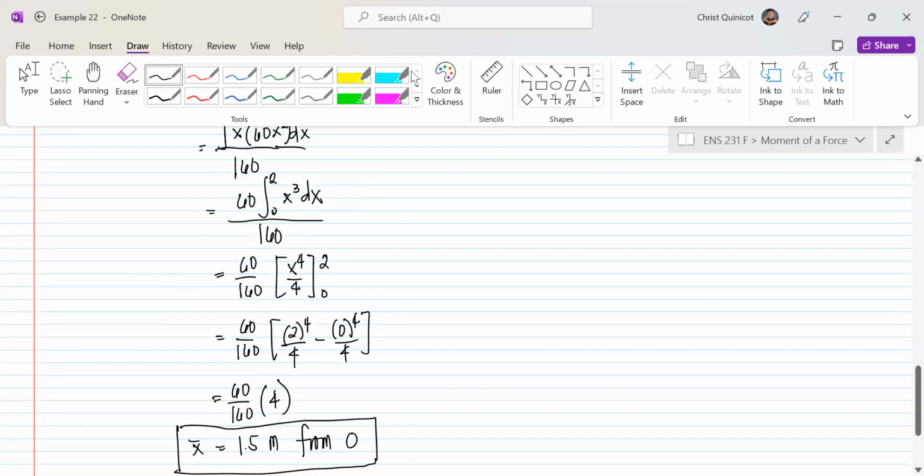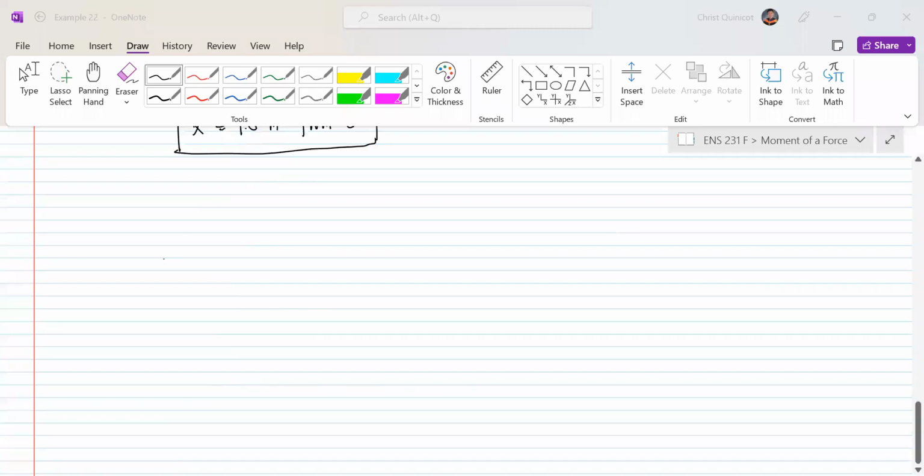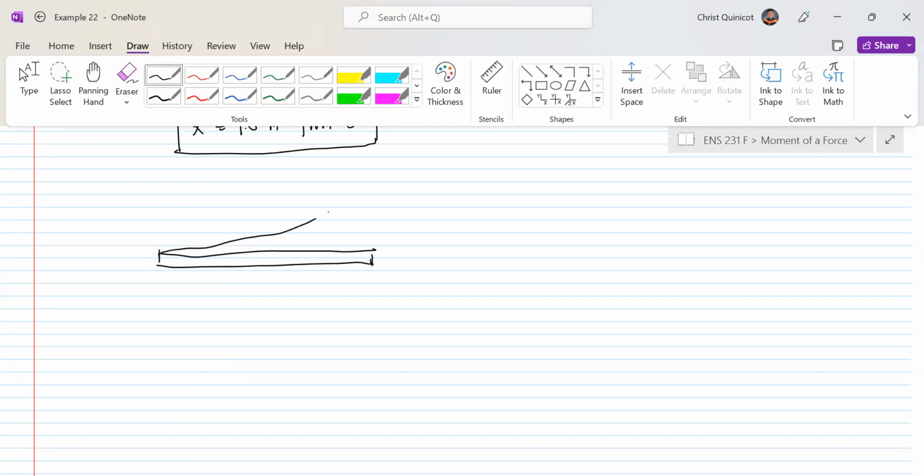Okay, so if we try to redraw this one, this is our shaft, our loading, right? We have our resultant force, F sub R. It acts at the centroid, of course. And then this is O, and then this is x.